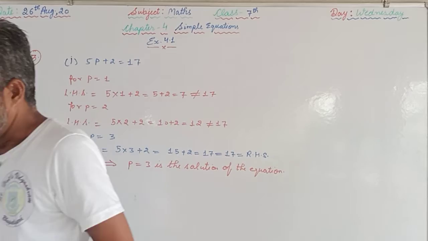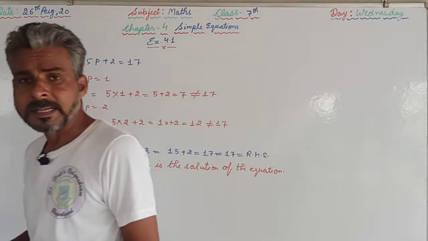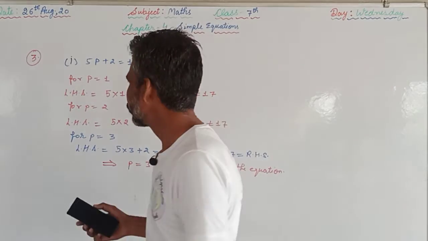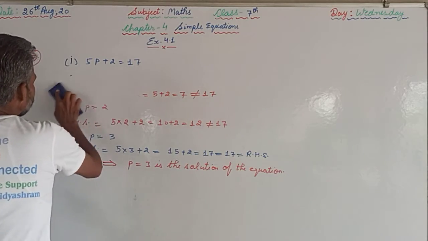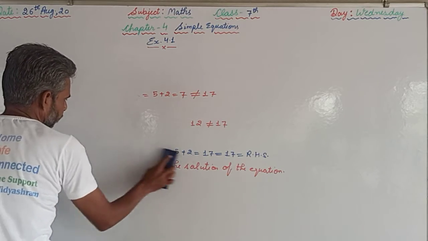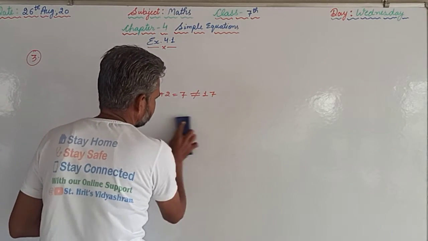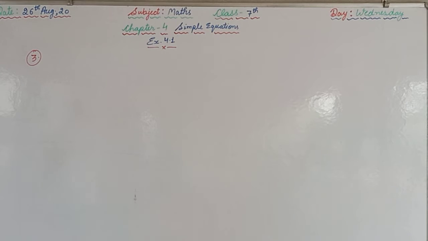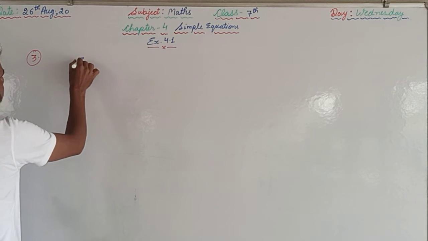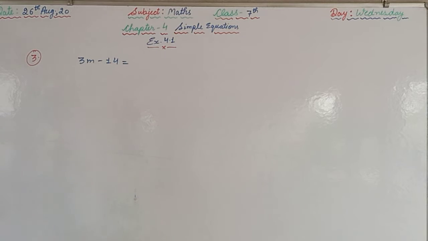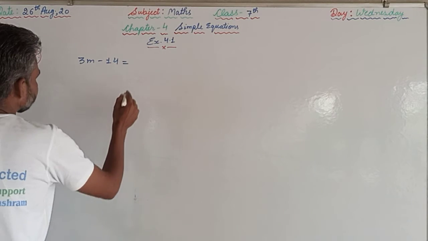To make this method clear to you, we will take one more part that is given in this question, that is the second part. And the second part is 3m minus 14 is equals to 4.